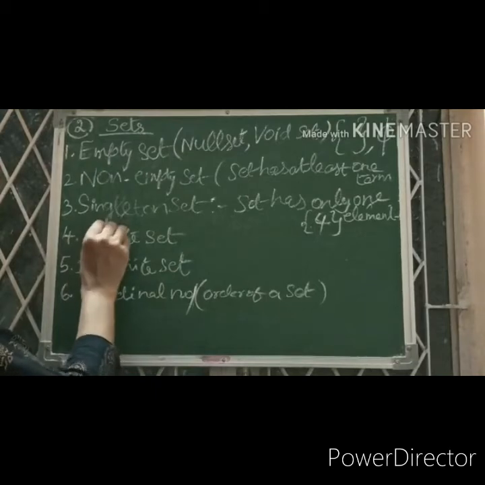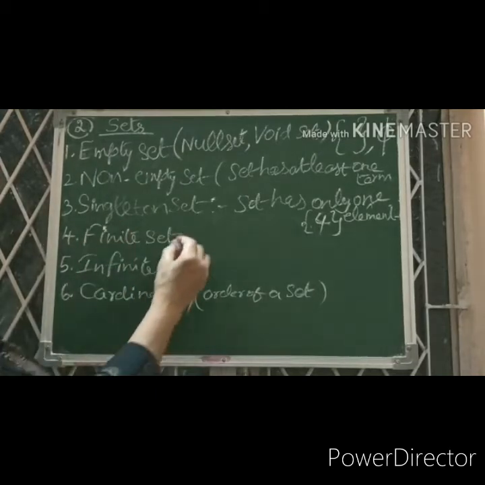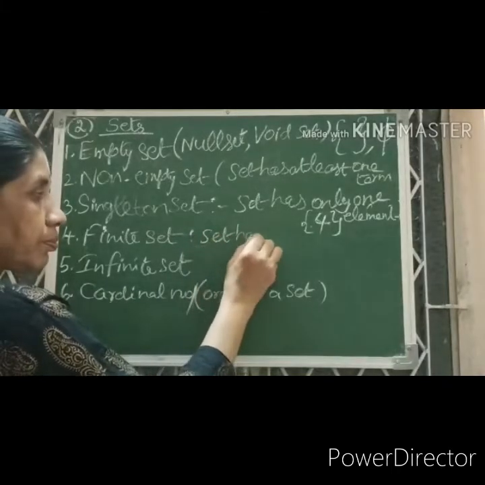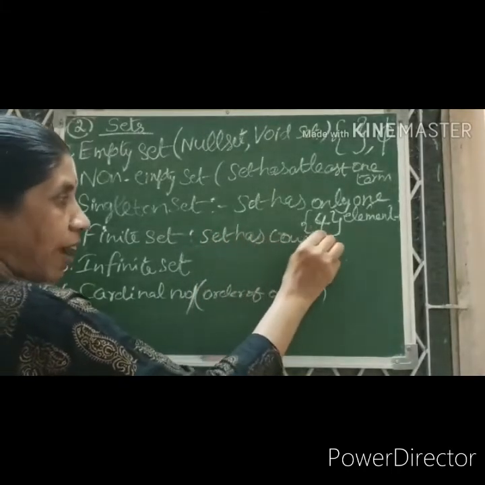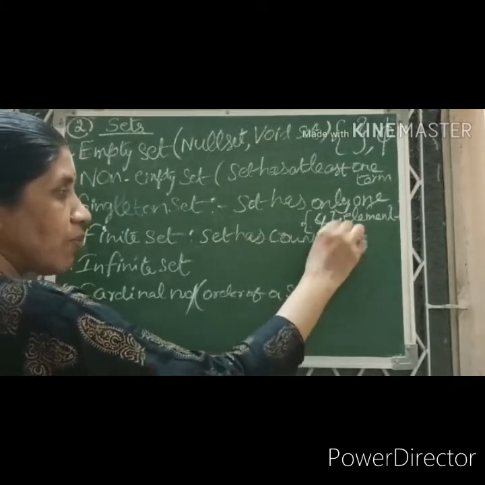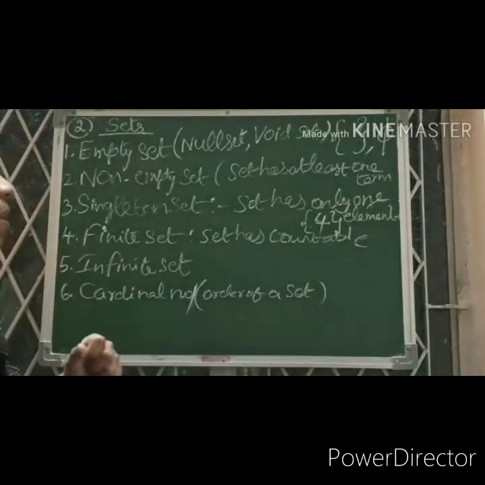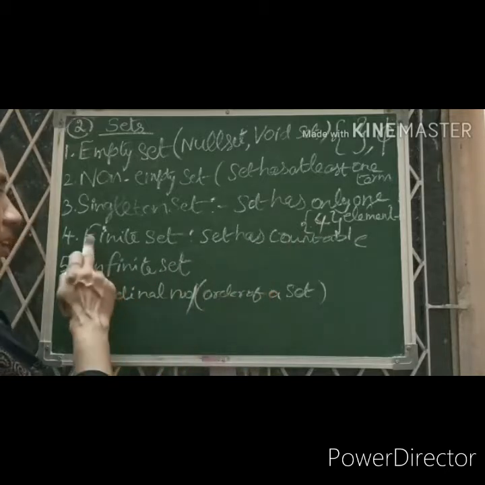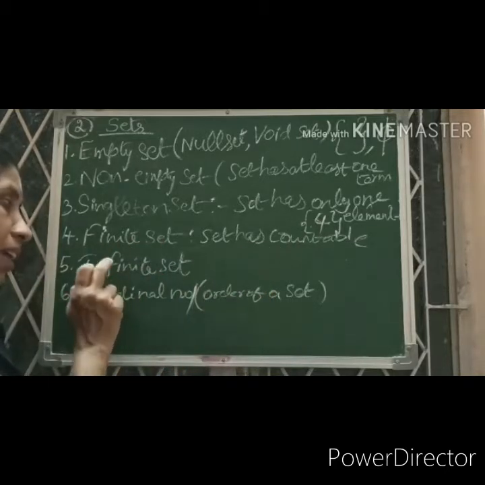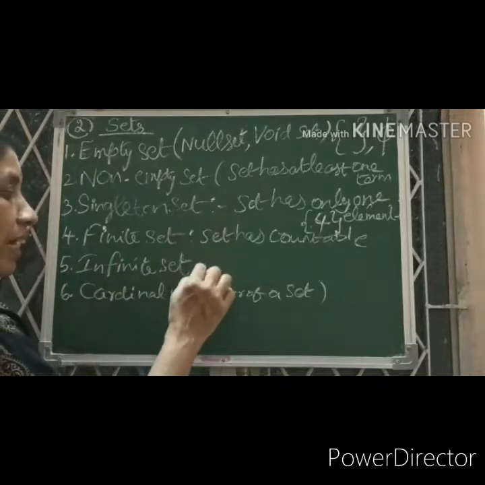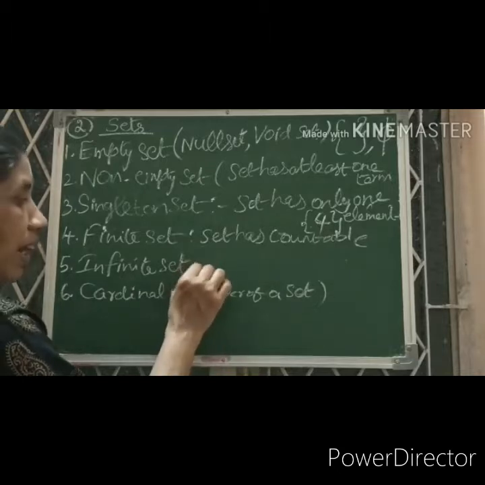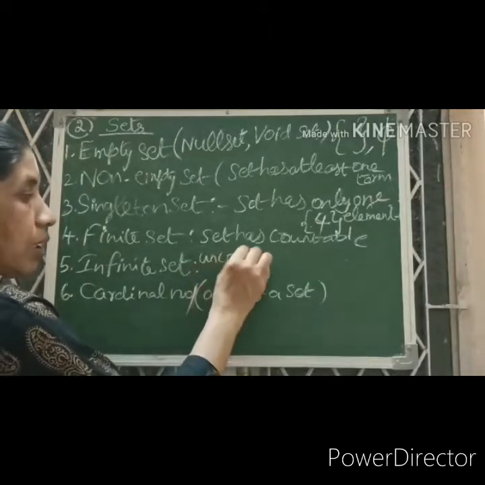Finite. What is the meaning of finite? The set has countable terms. I will give the definition afterwards. You can copy the definition in words. Countable number of terms. You can count the set, that is 1, 2, 3, 4, 5. 5 terms are there, 10 terms are there. That is a finite set. Infinite: the word itself says infinite. The set has uncountable terms. Infinite set means uncountable.